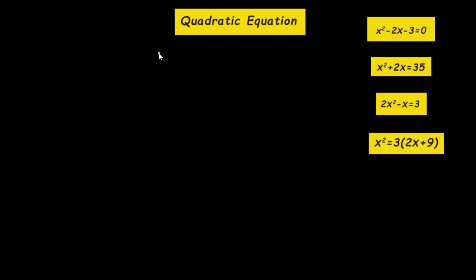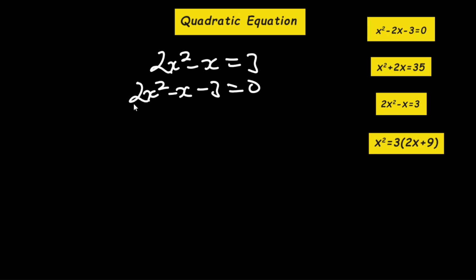In the third question, we have 2x squared minus x is equal to 3. Let's bring the 3 to this side. 2x squared minus x minus 3 is equal to 0. Let's multiply the 2 by the -3. So 2 times -3 is -6.